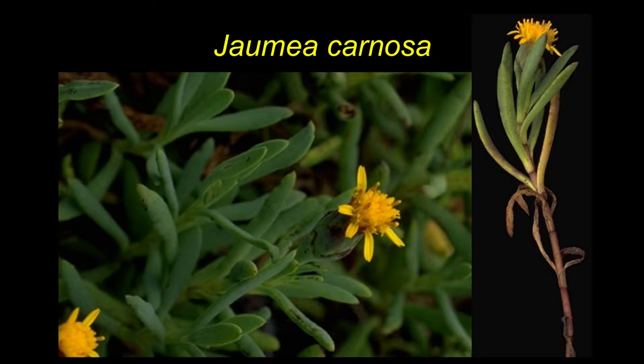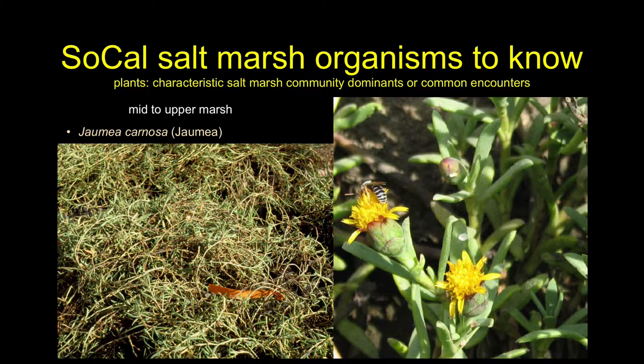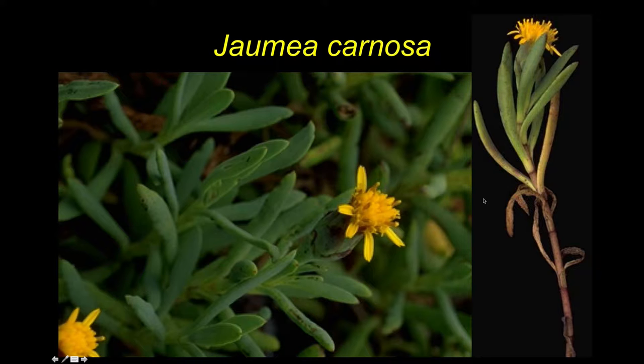Jaumea. So this is growing in some flats, so it's a monoculture. You don't typically see it like that. This is what it looks more like in the field. The leaves are typically flatter.